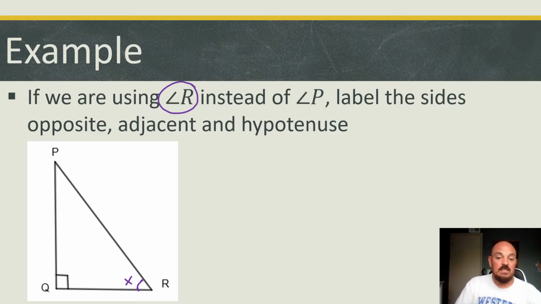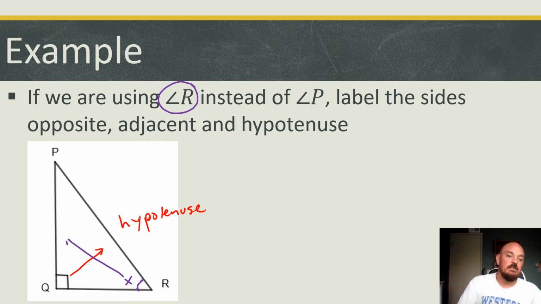Now the one thing that doesn't change is the hypotenuse. Q is still the right angle. This is the one I said I always find first because it's easiest. Hypotenuse never changes. The ones that might change are opposite and adjacent. So if I'm using angle R, then that means opposite is over here. And then for this one, adjacent would be down here on the bottom.